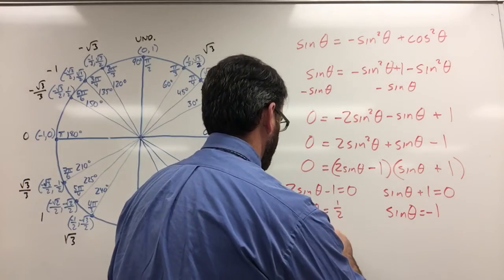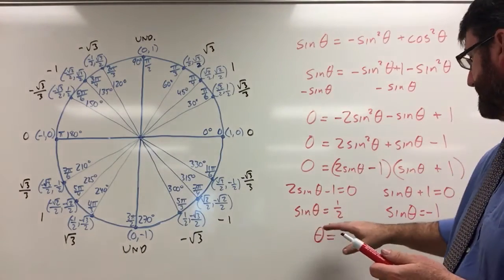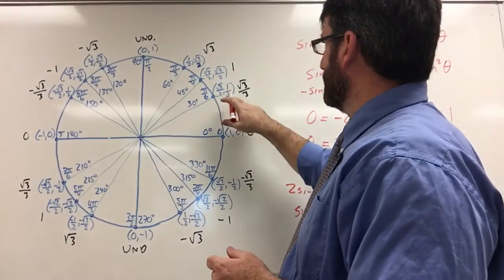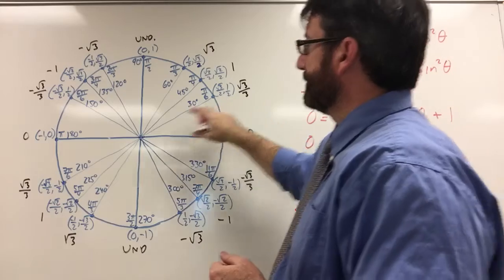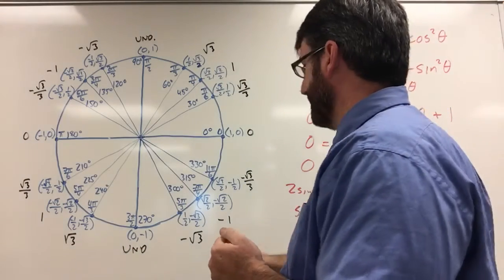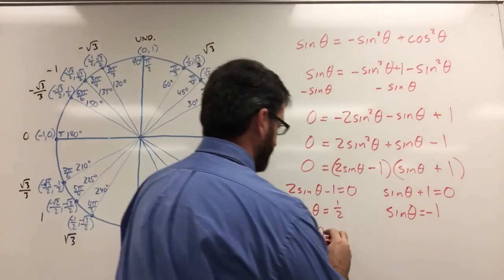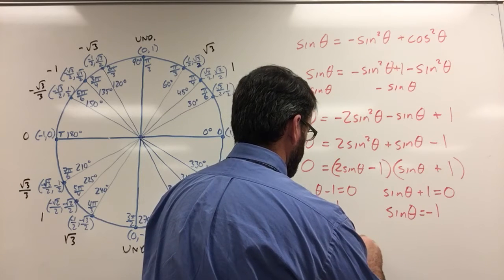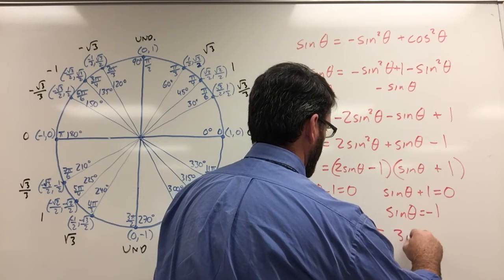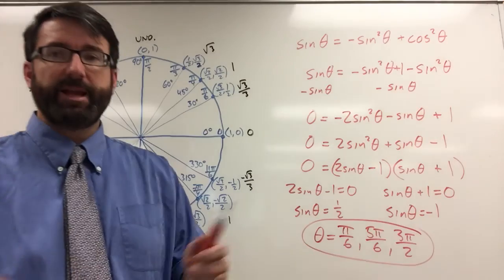Now, we can turn to our unit circle and find everywhere that sine is either 1/2 or negative 1. So sine is 1/2 here at pi over 6, and here at 5 pi over 6, and sine is negative 1 here at 3 pi over 2. So our answer is going to be that theta is equal to pi over 6, 5 pi over 6, or 3 pi over 2. Those are the 3 answers for this one.